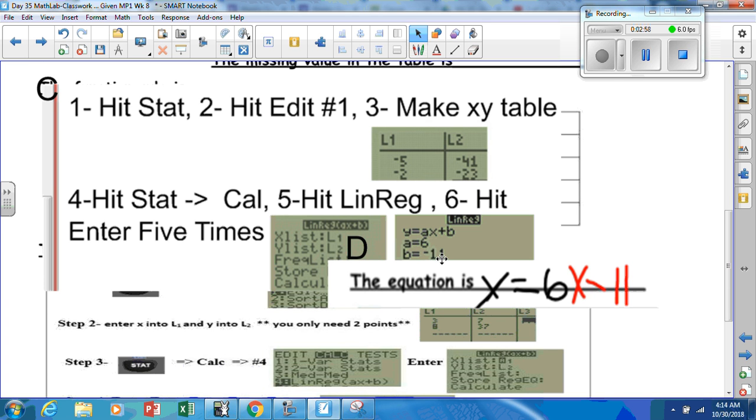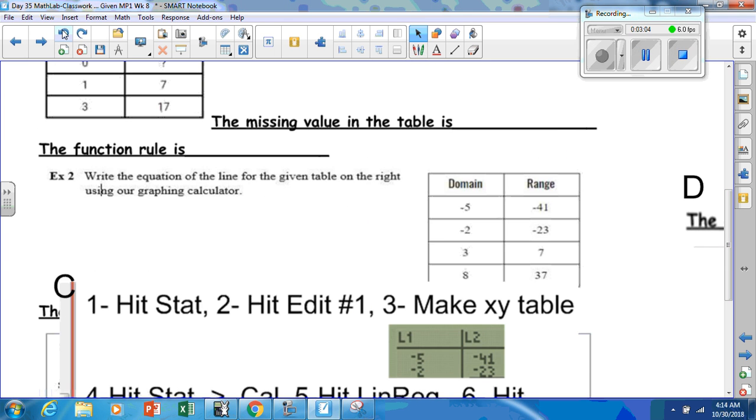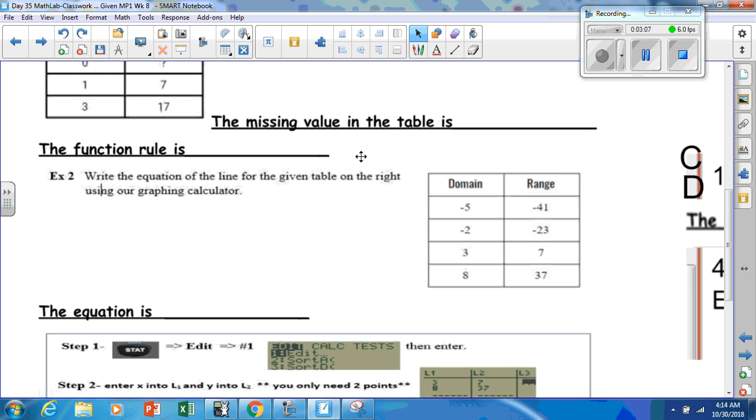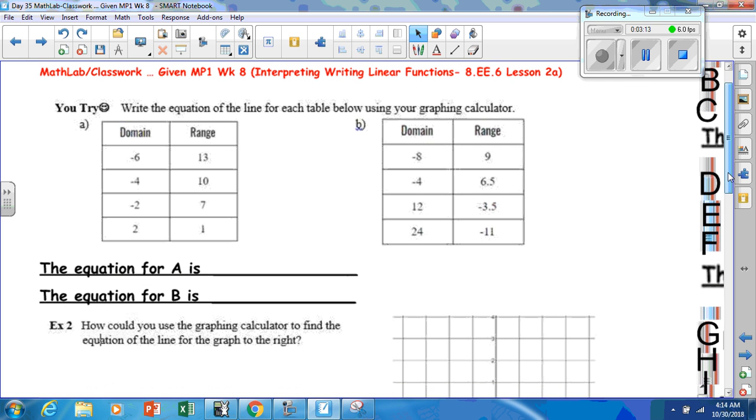In our next question, we are given two tables, and we're asked to find the equation for table A, function A, and the equation for function B. So let's jump into it. I'm loving it.